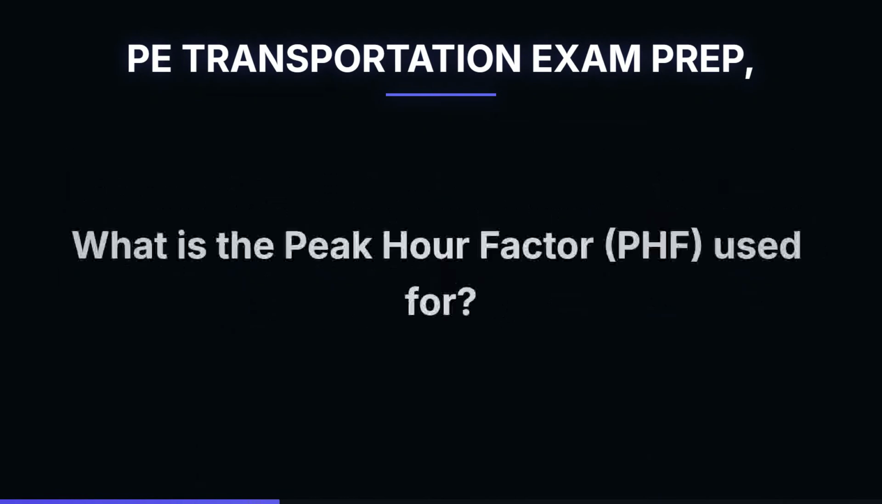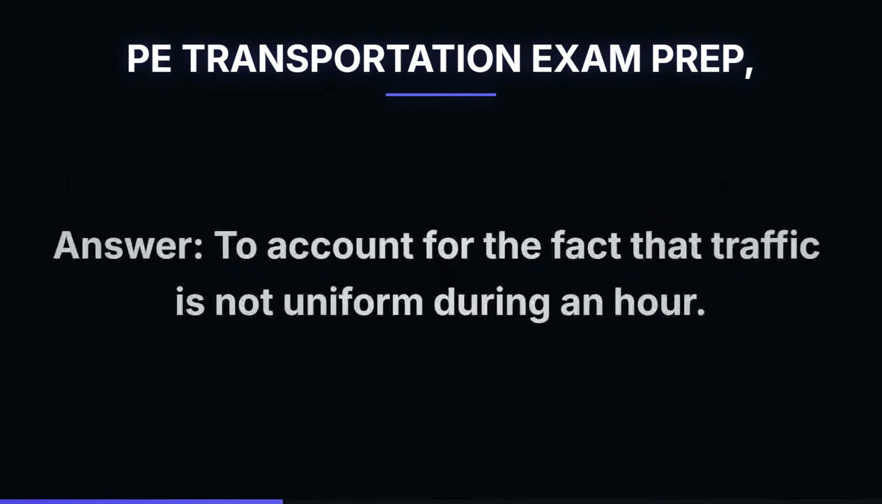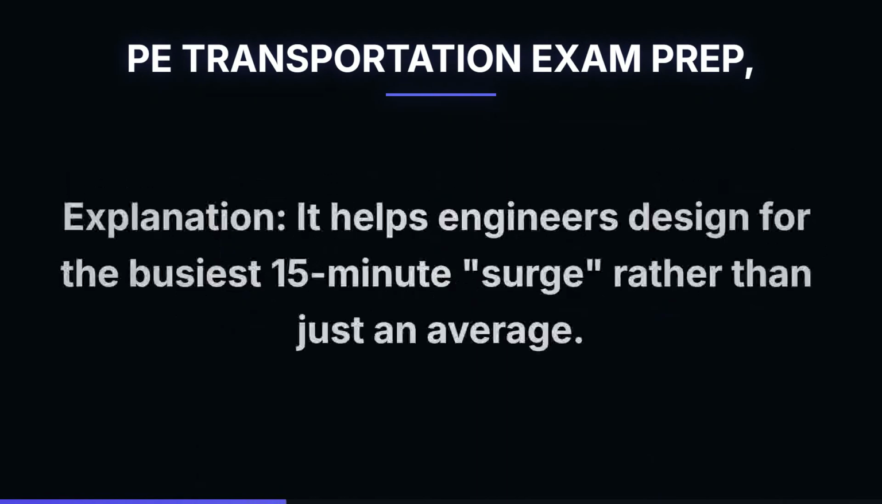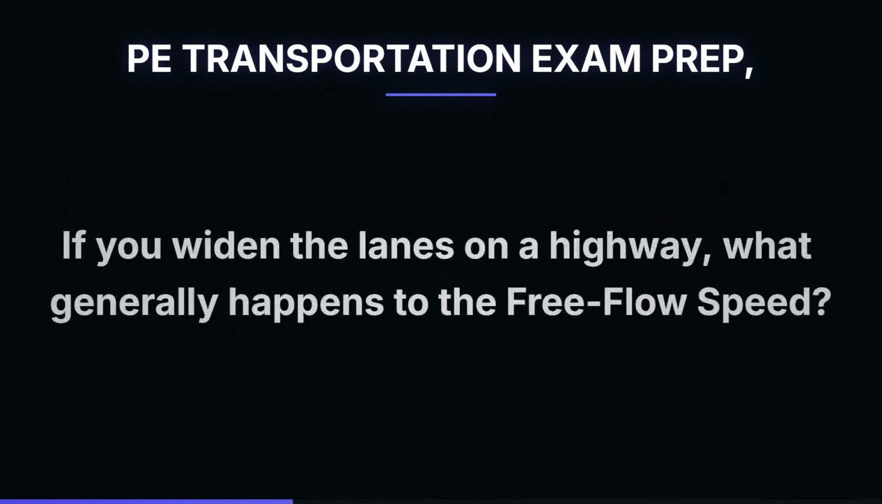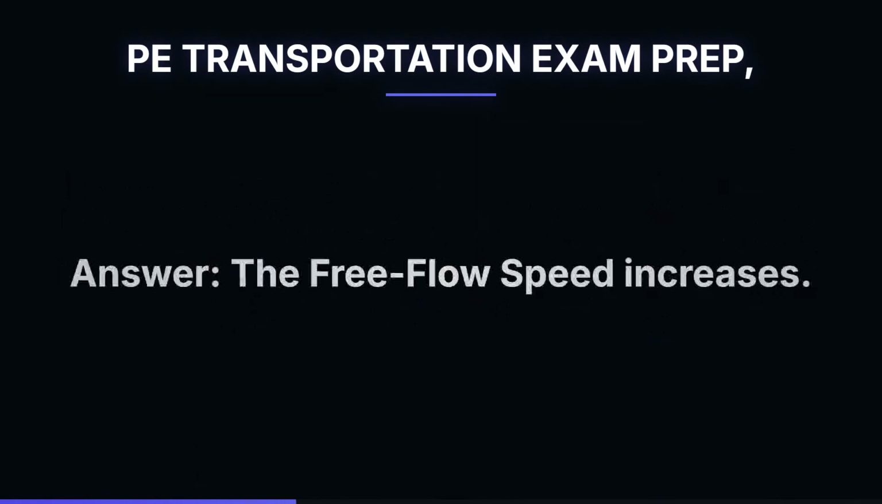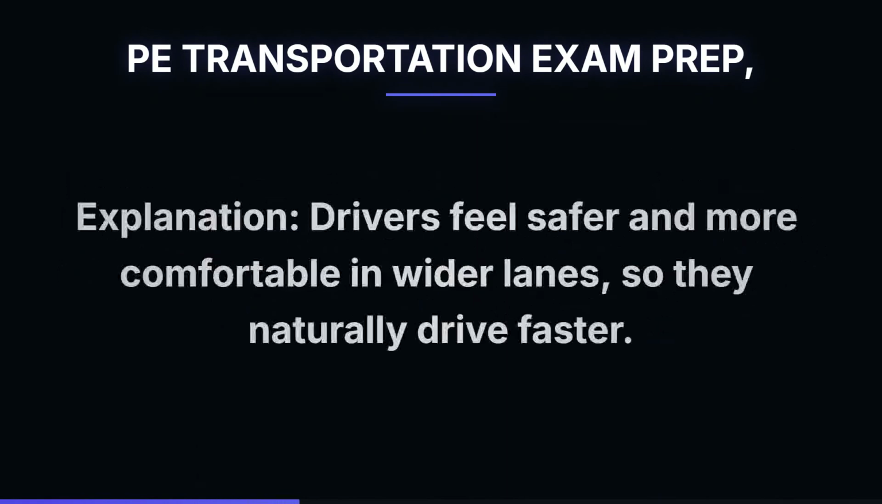3. What is the peak hour factor, PHF, used for? Answer. To account for the fact that traffic is not uniform during an hour. Explanation. It helps engineers design for the busiest 15-minute surge rather than just an average. 4. If you widen the lanes on a highway, what generally happens to the free flow speed? Answer. The free flow speed increases. Explanation. Drivers feel safer and more comfortable in wider lanes, so they naturally drive faster.